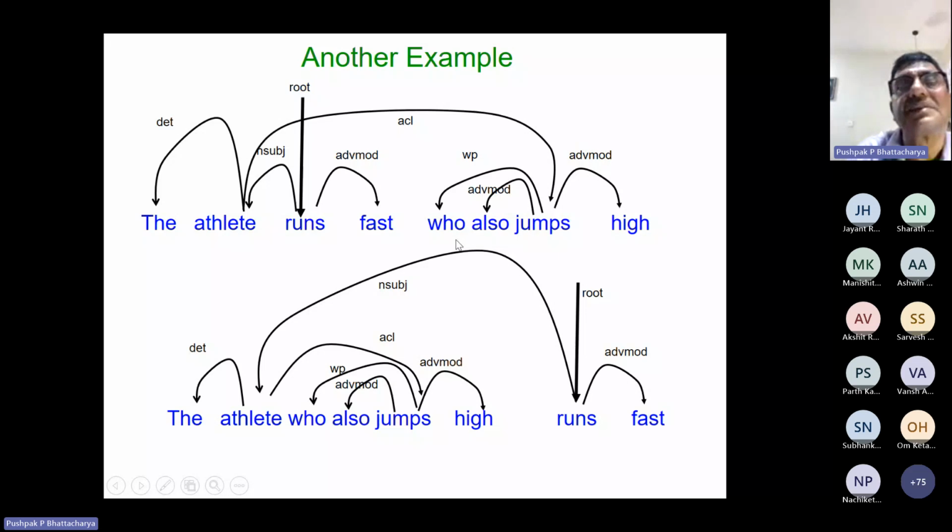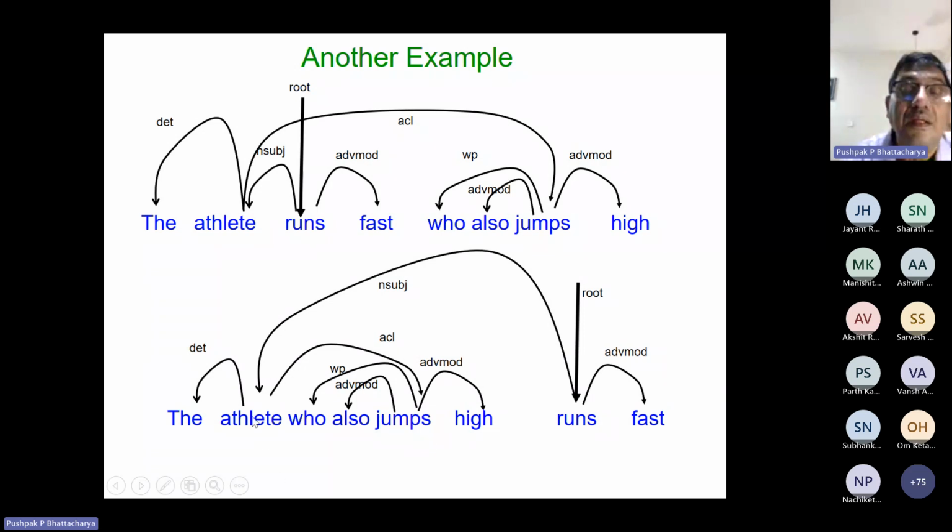Okay, you can remember this as a tip for good writing. The athlete runs fast who also jumps high. The meaning is clear, but the head and the modifier are not adjacent to each other. A better construction is this: the athlete who also jumps high runs fast.